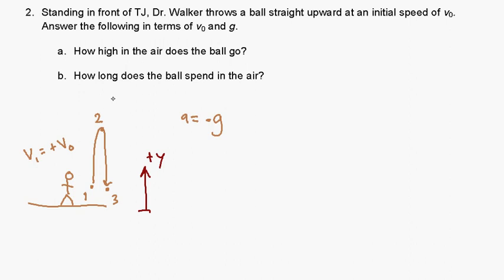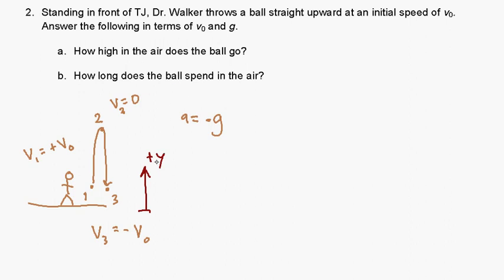At 2, at the very top, the speed is going to be 0. That's v2, okay? And then at 3, v3, it's going to be coming back down. And I think it should be pretty easy to see, if you're familiar with projectile motion, that if you throw it up with an initial velocity of positive v naught, it's going to come back down with a final velocity of negative v naught, okay? That may not be particularly relevant here.